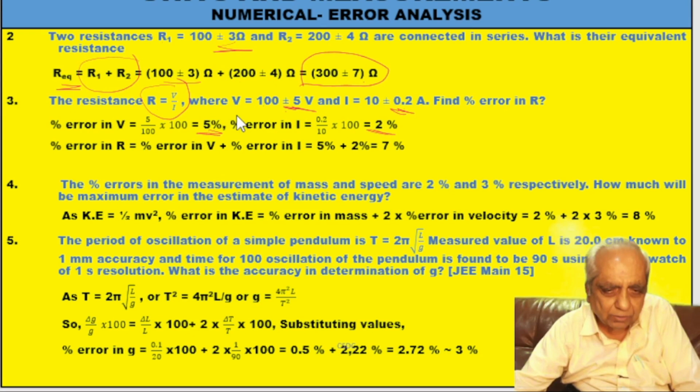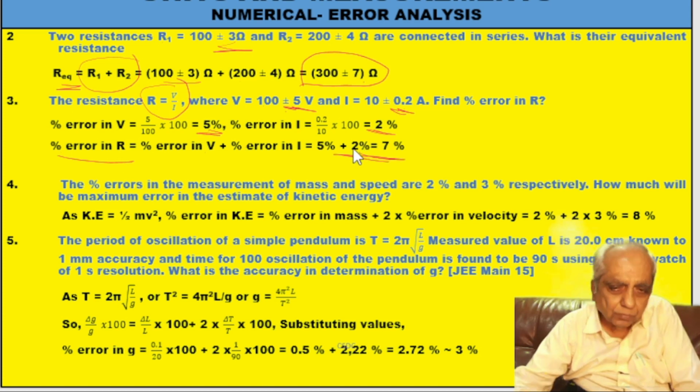Now, percentage error in R would be percentage error in V plus percentage error in current. So 5% plus 2% is 7%. So this also revises the second formula that we have derived, that in case of multiplication and division, we have to find either the fractional errors or percentage error. Is it okay?